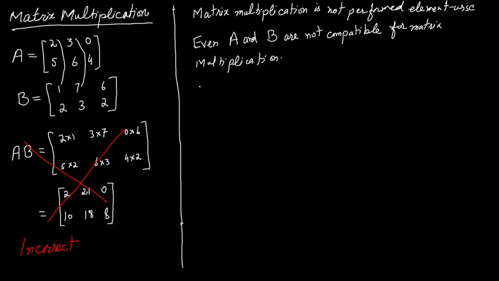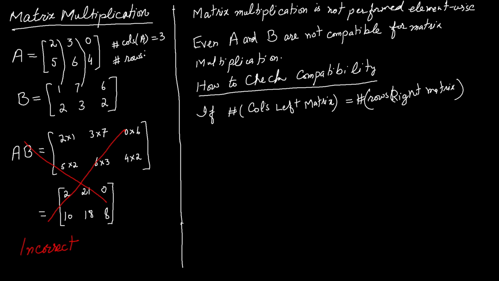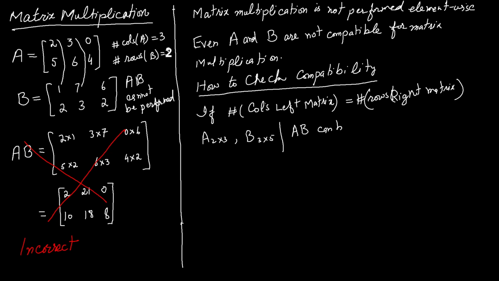So how exactly can we check if two matrices are consistent for matrix multiplication? If the number of columns of the left matrix is equal to the number of rows of the right matrix, the matrices can be multiplied. They are consistent for multiplication. If A has order 2 cross 3 and B has order 3 cross 5, matrix multiplication AB is compatible, but BA is not compatible. So we cannot perform B on the left side and A on the right side.